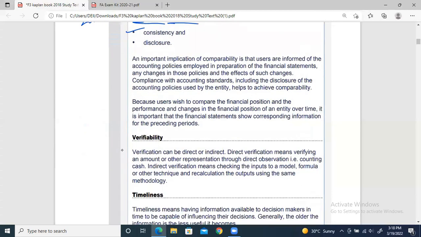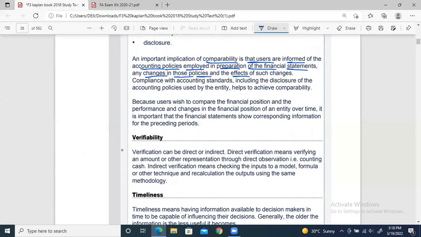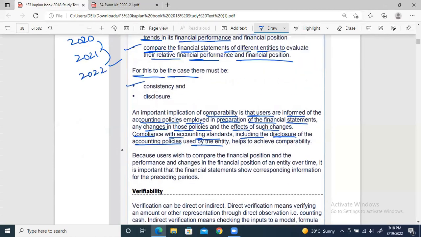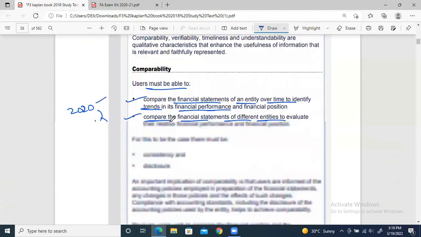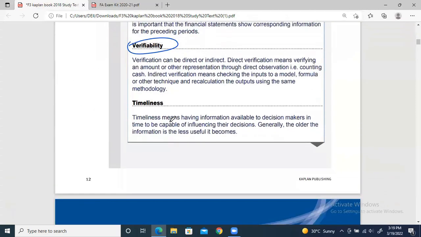Okay, so an important implication of comparability is that users are informed of the accounting policies employed in preparation of financial statements, any change in those policies and the effects of such changes, compliance with accounting standards, including the disclosure of the accounting policies used by the entity, right? So very simple things. Now, after that, we've got verifiability, right? This is the second thing. Sorry, after comparability, this is the second thing, which is verifiability.